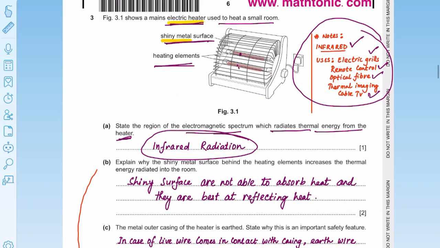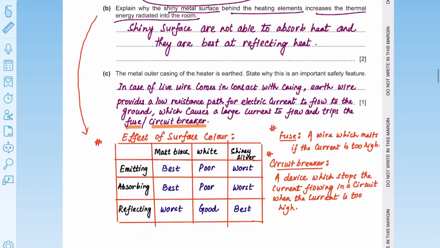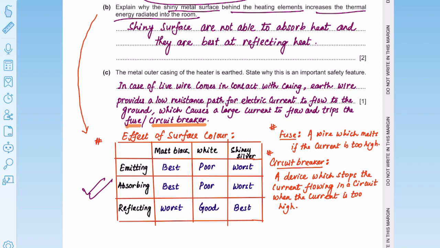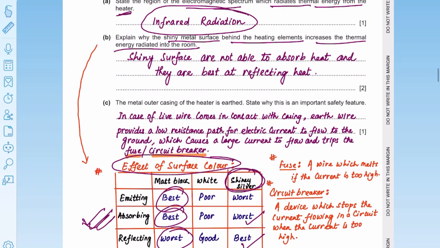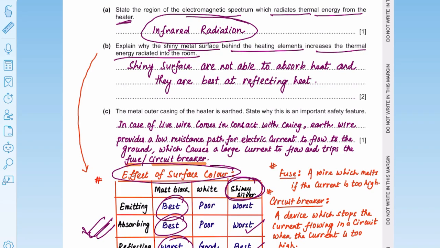Got it? Now the question is: explain why the shiny metal surface behind the heating elements increases the thermal energy radiated into the room. For this we have to remember how the effect of surface color works. For a shiny silver surface, the absorbing power is the worst, and the reflecting power is the best. For matte black, the absorbing power is the best, the reflecting power is the worst, and it is also the best emitter. You have to remember this, so that's why I've written it in the notes. You can remember it for other questions as well. So what is the answer for this?